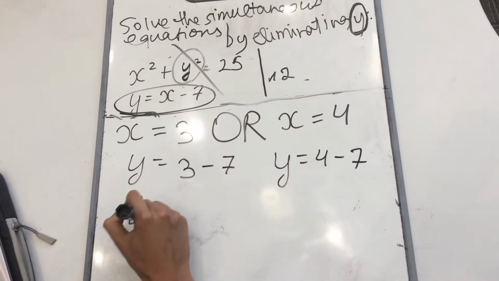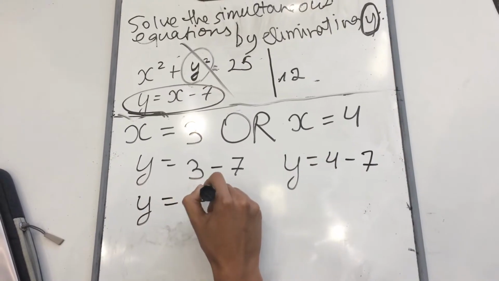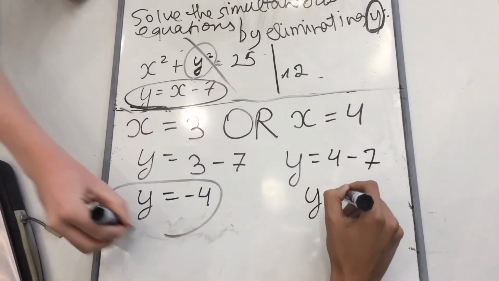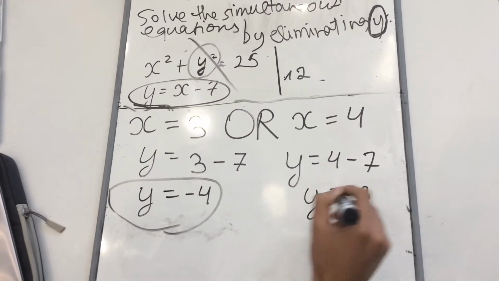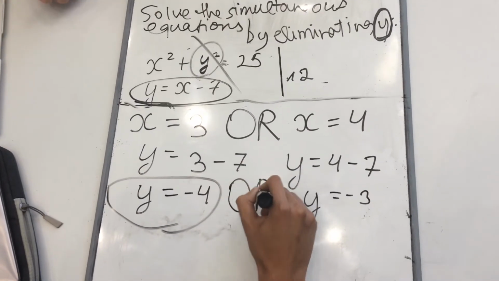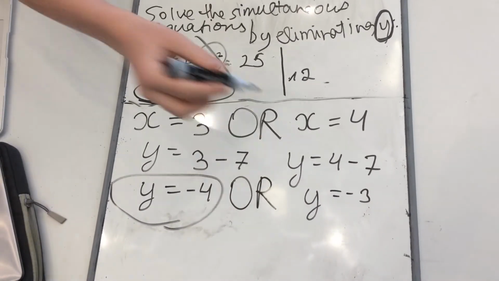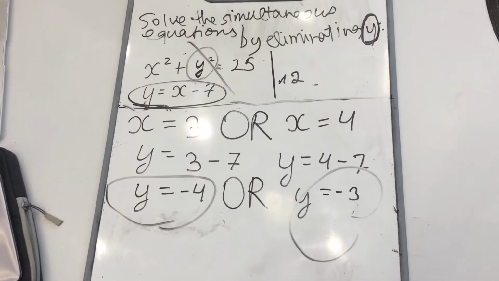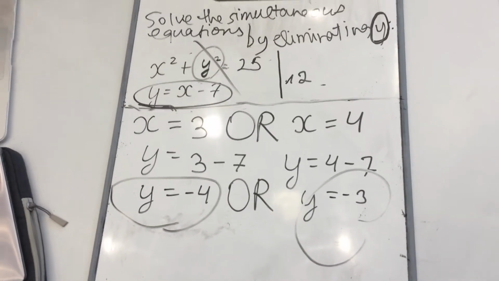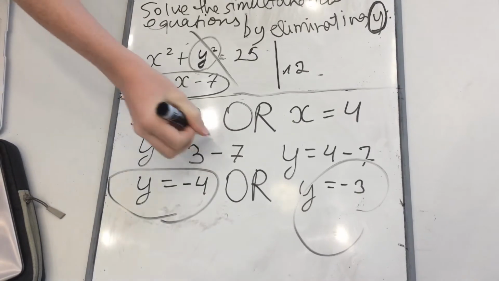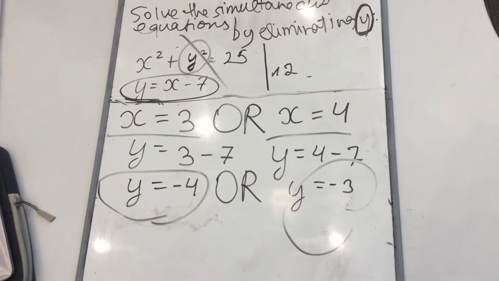So 3 minus 7 equals minus 4. So one possibility is y equals minus 4. However, we have two possibilities. So the other possibility, of course, is y equals minus 3. So that just depends on which of the options was chosen.